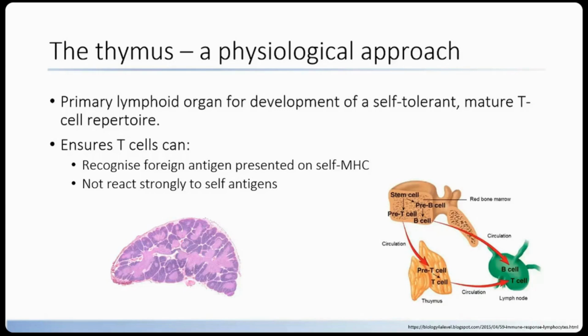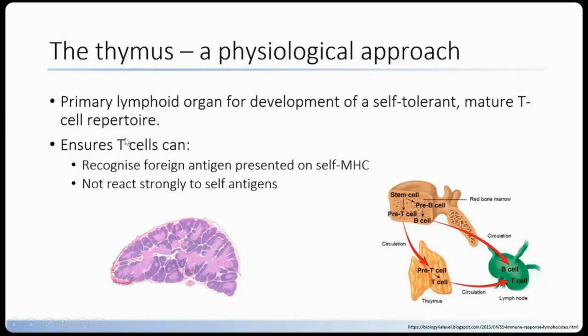So just for a little bit of a recap, going back to medical school and our early preclinical days, what is the role of the thymus? The thymus obviously is a primary lymphoid organ. It's there for the development of a self-tolerant, mature T cell repertoire. Immature T cells are made in the bone marrow. They migrate in the circulation into the thymus, and they are then clonally selected and matured, and then they leave and go into lymph nodes.